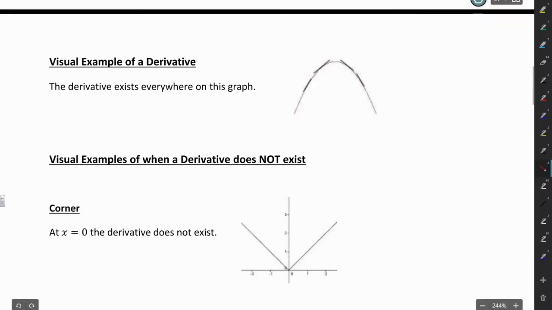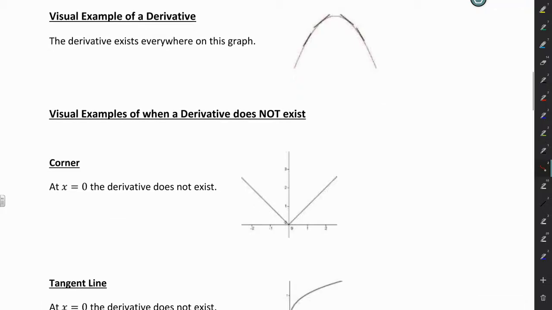So here's some visual examples of a derivative. If we're looking at this graph right here, the derivative exists everywhere on this graph. So we've got the slope of a tangent line here, the slope of a tangent line here. These are all tangent lines, and all different values for the slope of all those different tangent lines. There are times when the derivative does not exist, and there are three different cases.